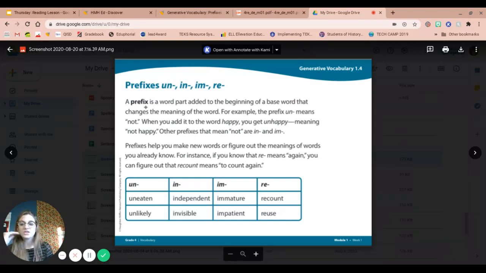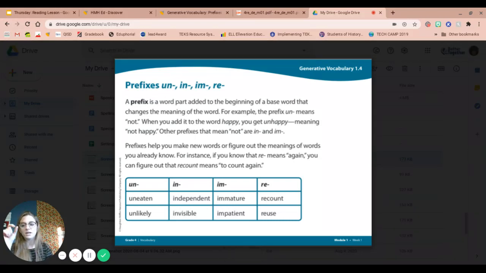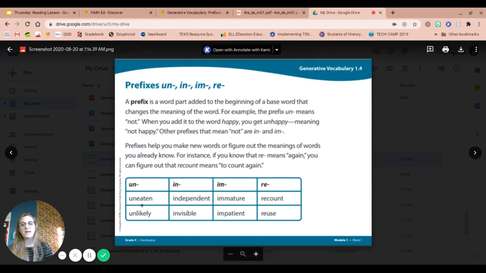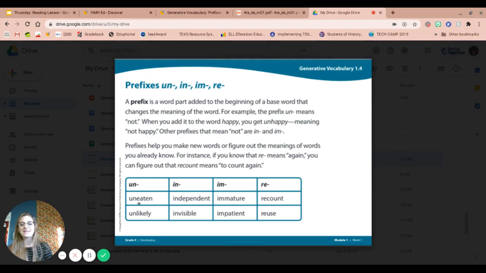Prefixes. Okay, so a prefix is a word part, and it's a word part that can't stand on its own because it's not a full word in and of itself. A prefix is a word part added to the beginning of a base word. I sometimes call these root words. So a base word and a root word are the same thing. Now a base word or a root word can stand on its own. So a base word or a root word would be a word like eat, right?